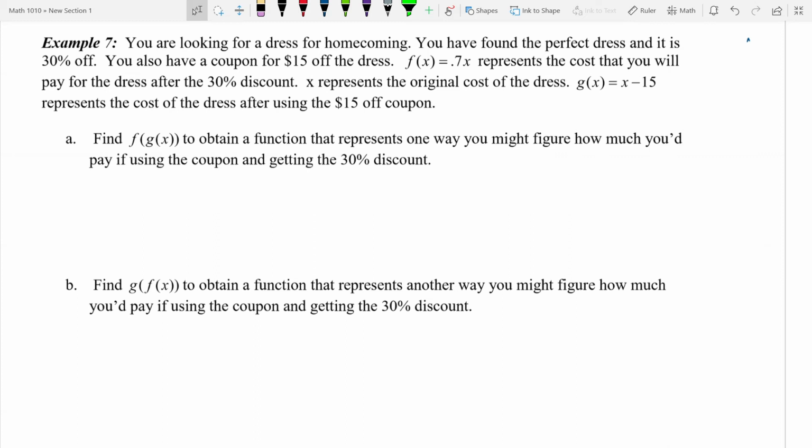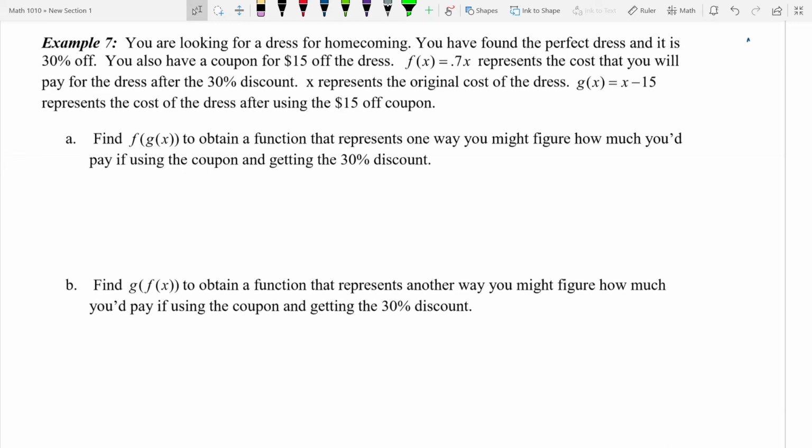So here's the difference. Everybody listen. Okay, good, Paige. Everybody look right here. You have a $100 dress. You save 30% on the whole dress. $70 is what you'll pay. Then you have a $15 off coupon, and then 70 minus 15 would be 55, right? Look at the other way. You have a $100 dress.